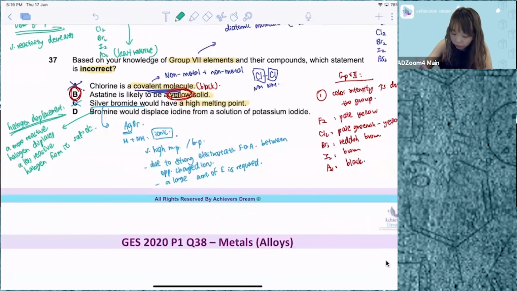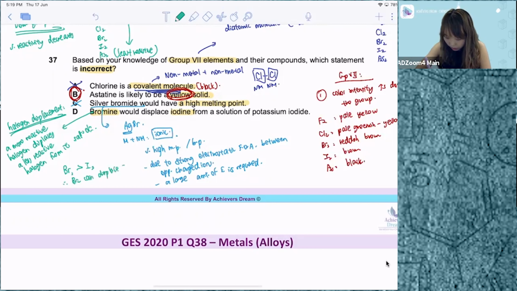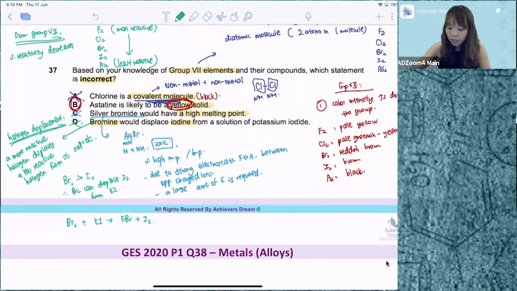So now they are comparing bromine and iodine. Since bromine is more reactive than iodine, bromine can displace iodine from its salt solution of KI. And if I were to write the chemical equation for this, Br2 plus KI, I will get KBr and I2. So option D is a true statement as well. So the answer for question 37 would be option B.